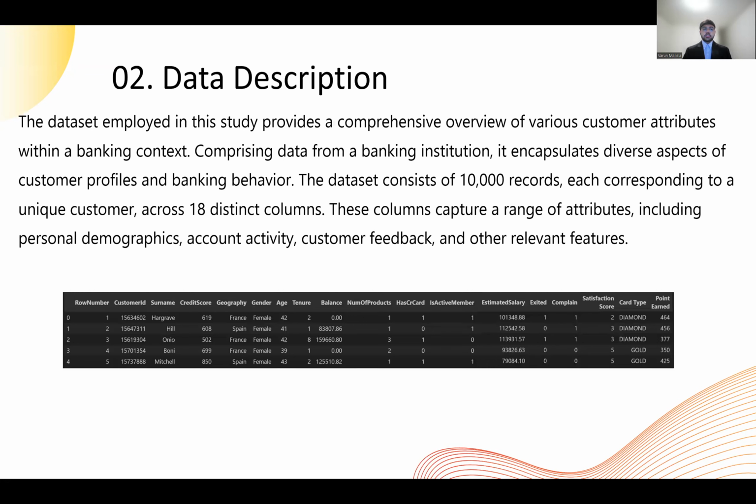Now, moving on to the data description. The dataset which I used is from the banking sector, from three different countries in Europe. Now, this dataset contains 10,000 records and it contains 18 distinct columns, which means 18 distinct features. Now, you can see from the slide that this is an example snapshot of the head of the data frame.